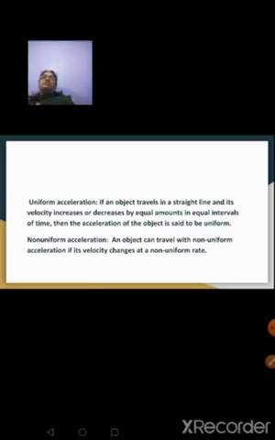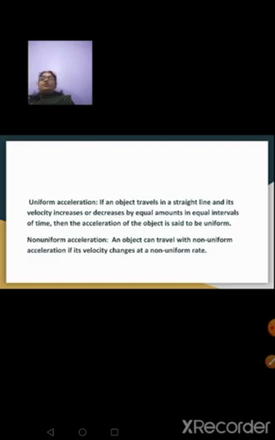Again, it is increasing by 3 meter per second. So it is increasing at a non-uniform rate. Such acceleration is called non-uniform acceleration. Remember, positive acceleration: velocity increases; negative acceleration: velocity decreases. If the velocity is increasing or decreasing uniformly with respect to time, you call that uniform acceleration.